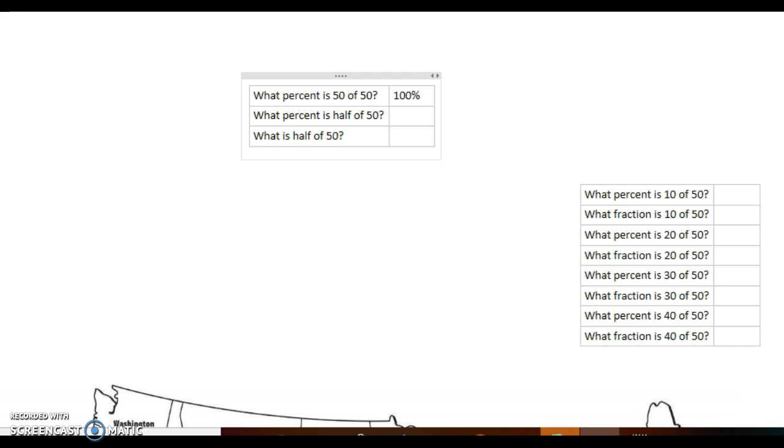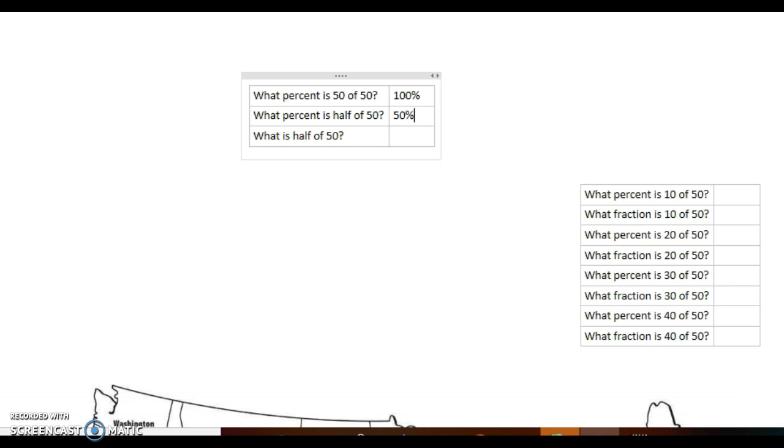Do some comparisons here. Can you see where 50 out of 50 would be the same as 100 out of 100? Well, yeah, because two 50s make 100. And so two 50s would again be 100 out of 100. All right, so what percent is half of 50? Oh, yeah, very good. And so again, we have 50% here, right?